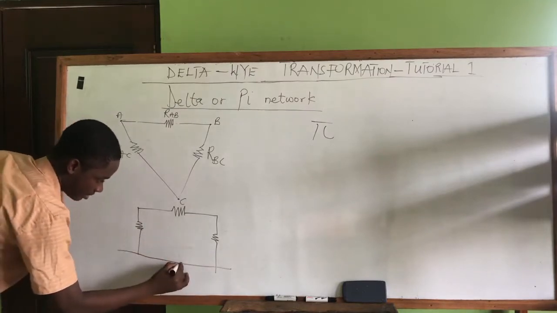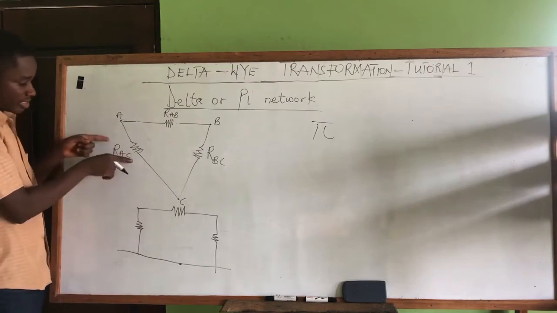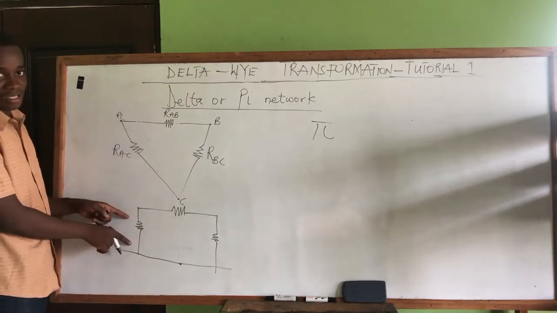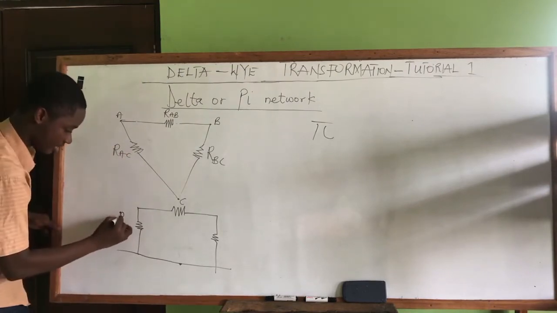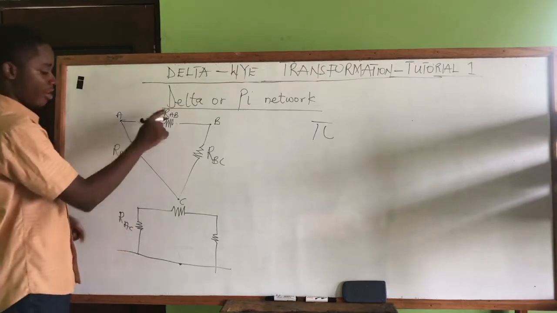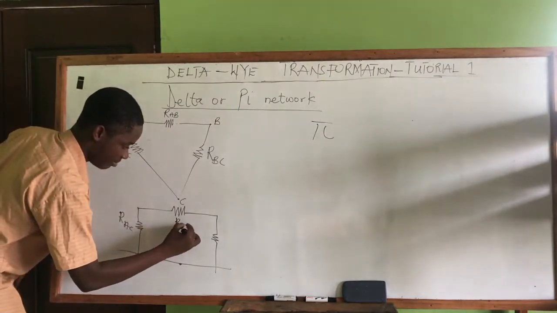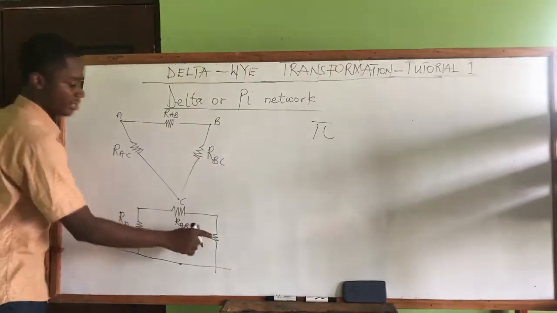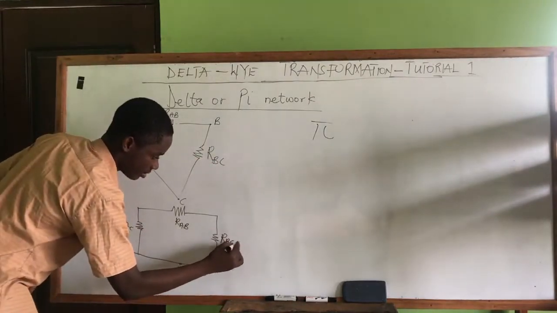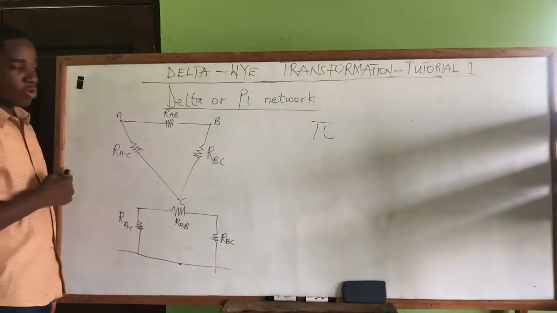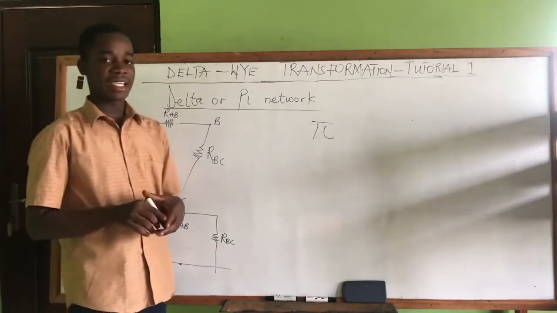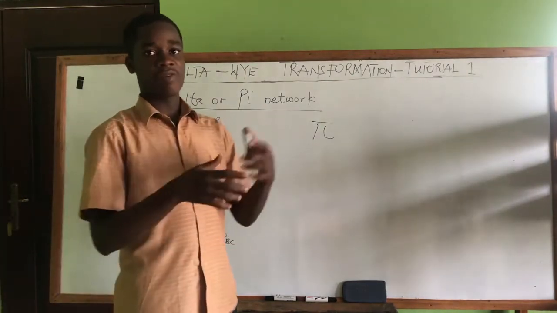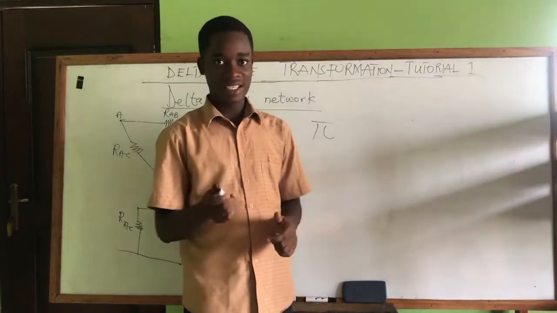So we can name this as a single node. This resistor RAC is the same as the resistor here, RAC. RAB is the same as the RAB here, and RBC is the resistor here. So what we can do is change a delta network to its equivalent network, which is the Y network.